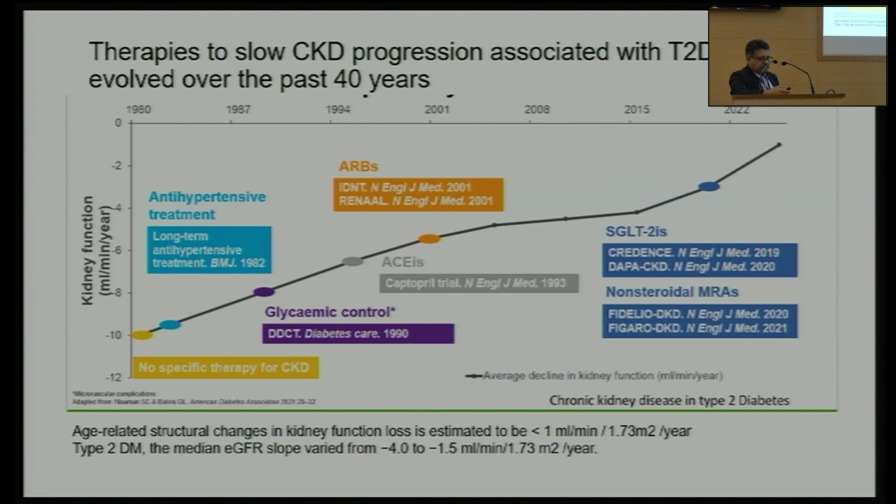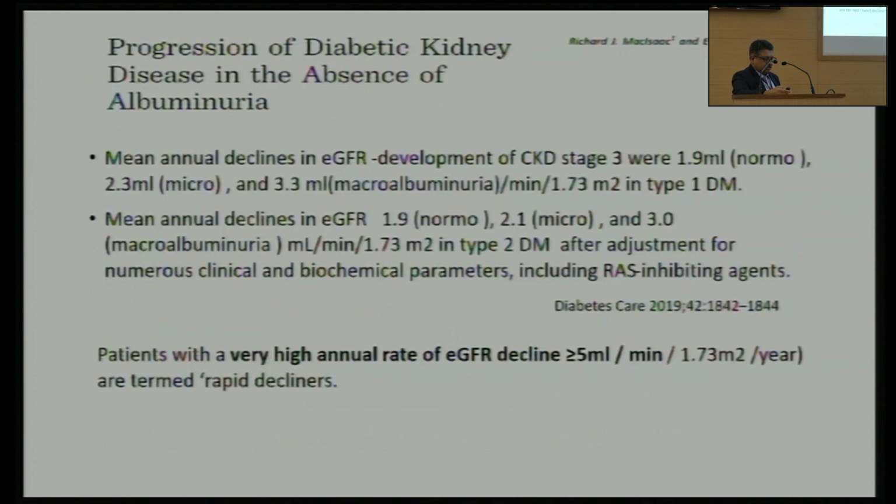So the degree of proteinuria, hypertension, everything matters, and how much it progresses. When you see more than 5 ml reduction every year, we now call them rapid progressors. We need to be very careful in evaluating them and treating them.